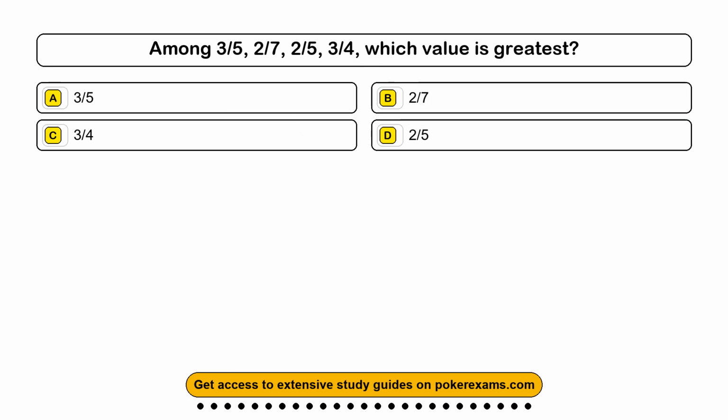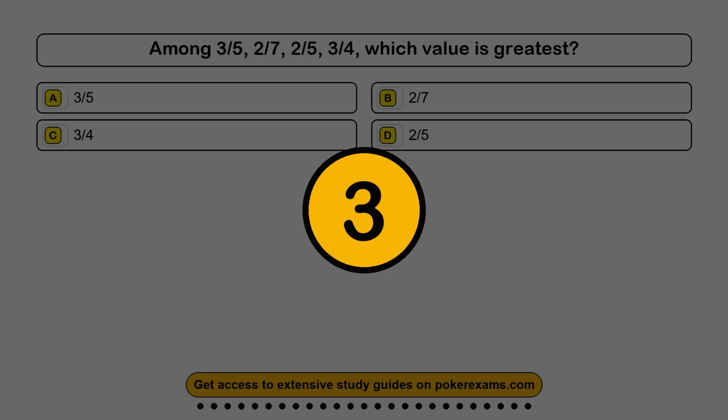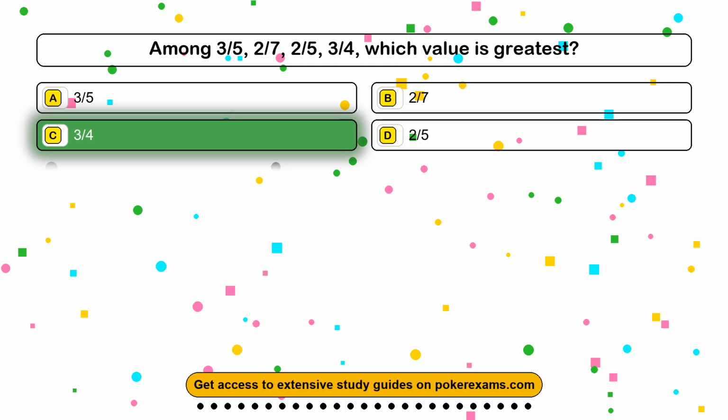Question 2. Among 3/5, 2/7, 2/5, 3/4, which value is greatest? Option A, 3/5. Option B, 2/7. Option C, 3/4. Option D, 2/5. The correct answer is option C, 3/4.